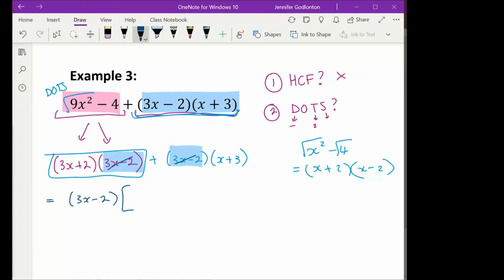So I'm crossing out what I've used. And I've got 3x plus 2 on that side. And then on the other side, I've got x plus 3. So all I've done is I filled into my brackets what I had left over. I had that left over, and I had that left over. And then I just get to simplify inside that bracket. So I've got 3x plus x, which gives me 4x. And then I've got 2 plus 3, which gives me 5.